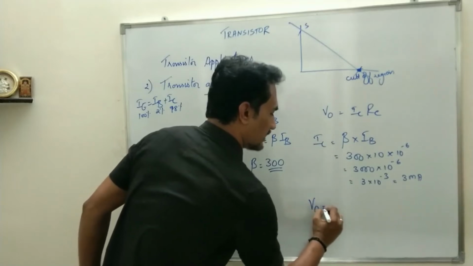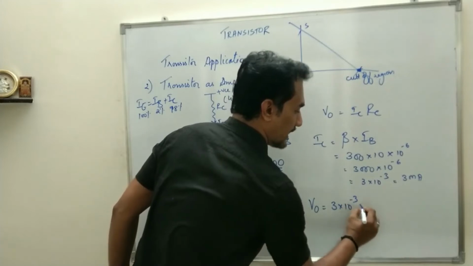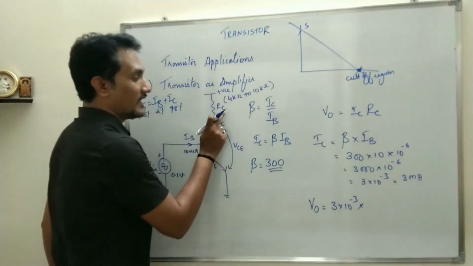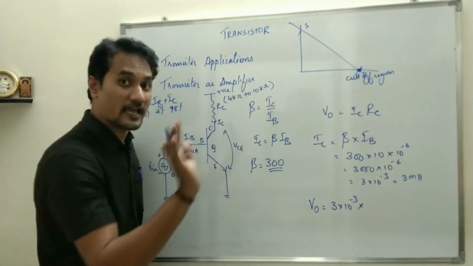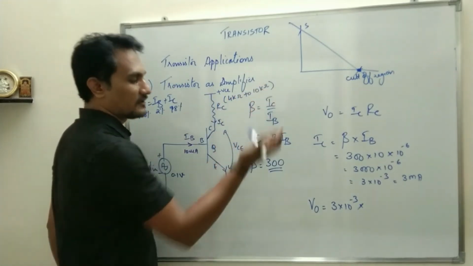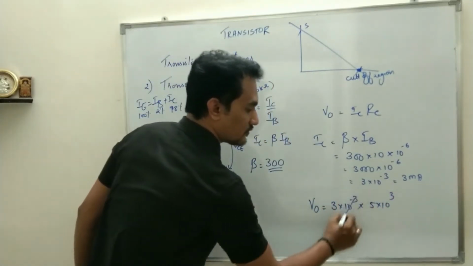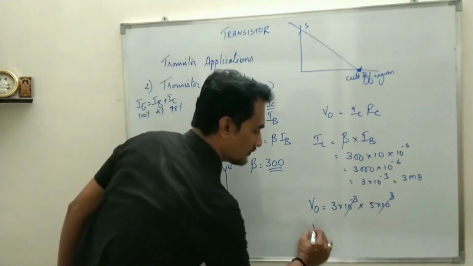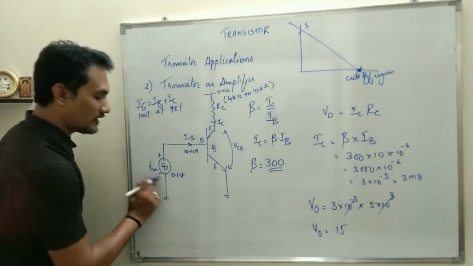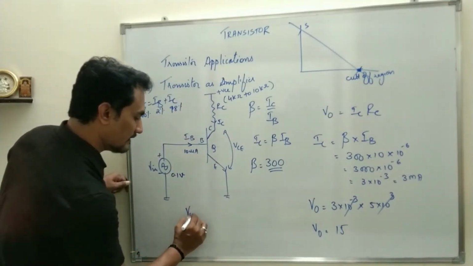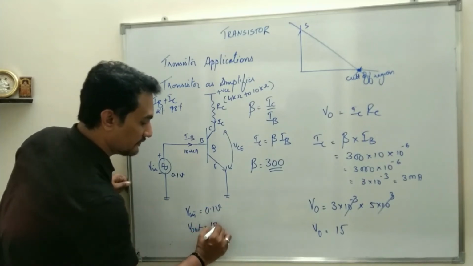Now let us calculate the output voltage. IC is 3 into 10 to the power minus 3 multiplied by RC, and RC should be selected within the range of 4 kilo ohms to 10 kilo ohms. A high resistance value should be used. Let us say we use 5 kilo ohms, so 5 into 10 to the power 3. So the powers cancel, and V0 is 3 multiplied by 5, which is 15. What was the input voltage? Vin was 0.1 volt. Vout is 15 volt.